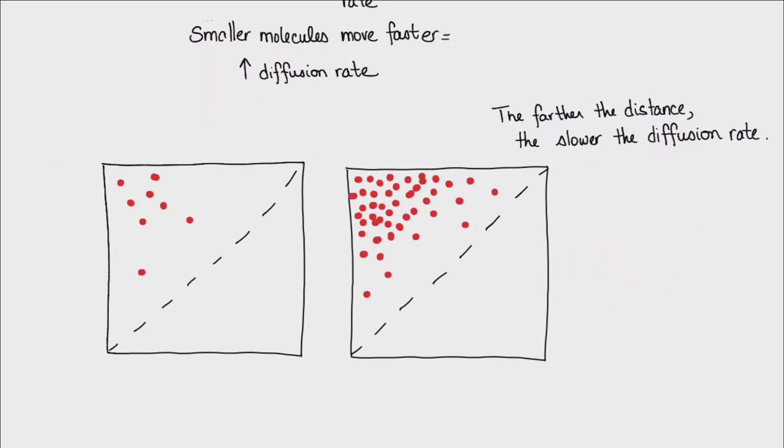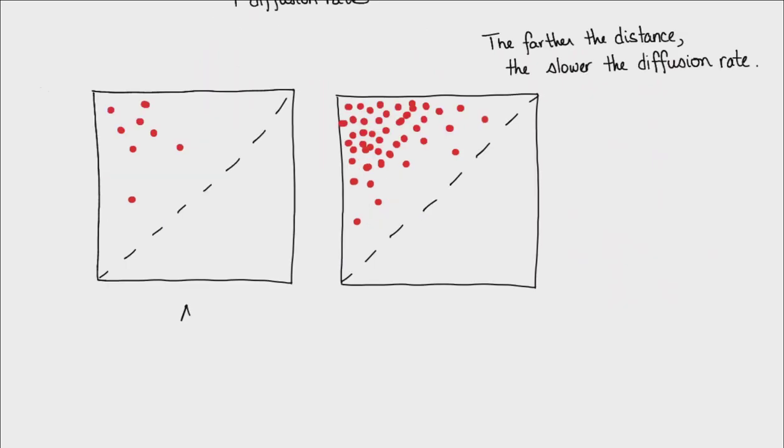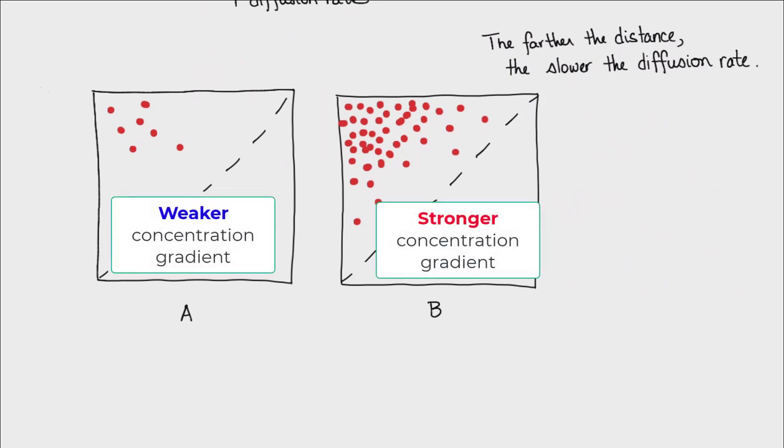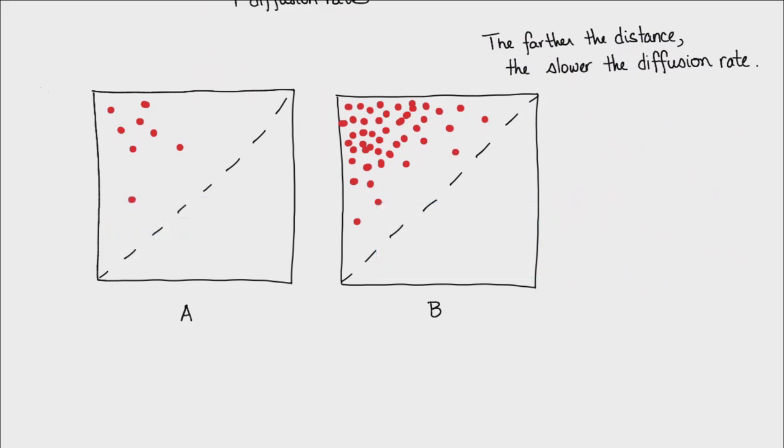The final factor that can affect diffusion rate is what is called the strength of the concentration gradient. Now, I really hate that phrase, but it is one that is used, and so we'll use it too. The strength of the concentration gradient is a way that we measure or describe how concentrated something is. The red dots have a stronger concentration gradient in the B box rather than the A box, and that is because they are more concentrated in B. So A represents a weaker concentration gradient, and B represents a stronger concentration gradient.